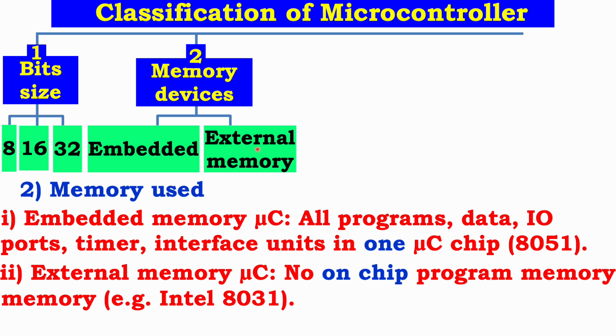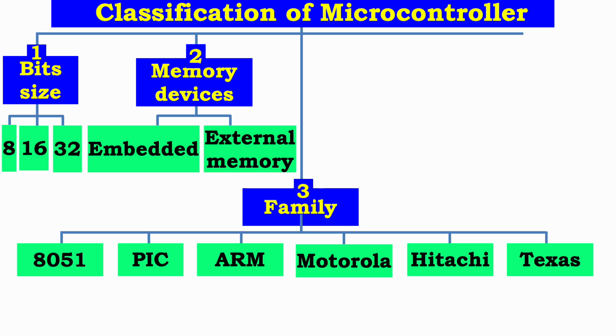Now what is external memory? There is no on-chip memory; it is externally interfaced, externally connected. That is an external memory microchip or microcontroller. An example is the Intel-made 8031.